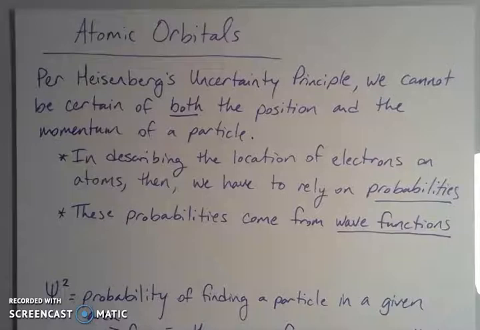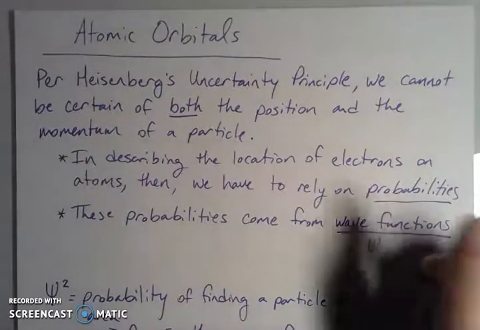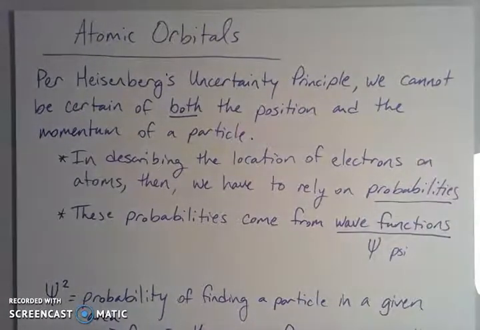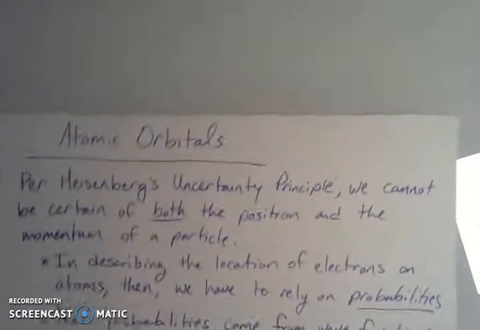These probabilities come from what are called wave functions. And wave functions, in our Greek letters, are represented by psi, which is kind of cool looking. It looks like a little trident. And psi squared gives us the probability of finding a particle within a given area. For electrons, because we're chemists, these wave functions are called atomic orbitals. So atomic orbitals are essentially probability regions in space that give us information about the location, the energy, and the movement of electrons on an atom. Okay, so that's what an atomic orbital is, and that's why they're important.